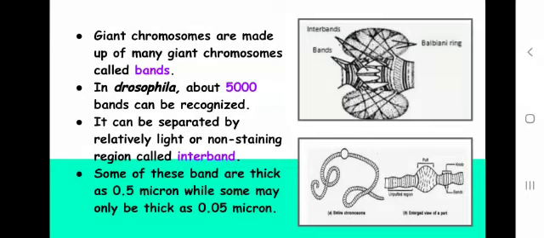These giant chromosomes are made up of many dark regions called bands. In Drosophila, about 5,000 bands can be recognized. They are separated by relatively light or non-staining regions, called the interbands. Some of these bands are as thick as 0.5 micron, while some may only be 0.05 micron thick.